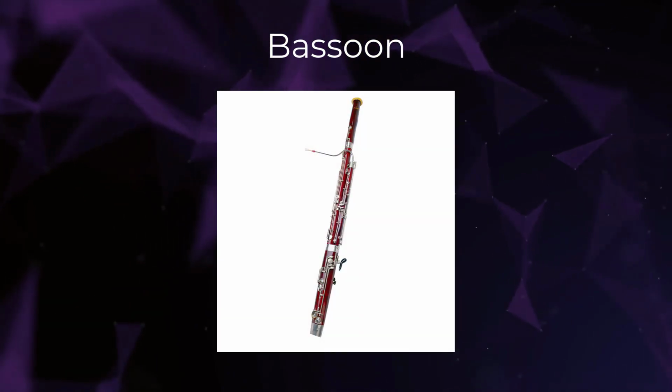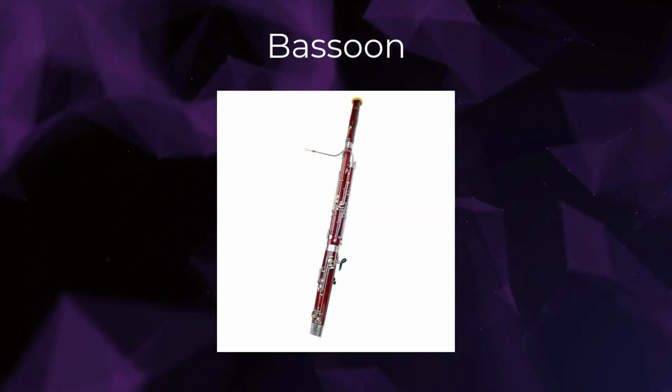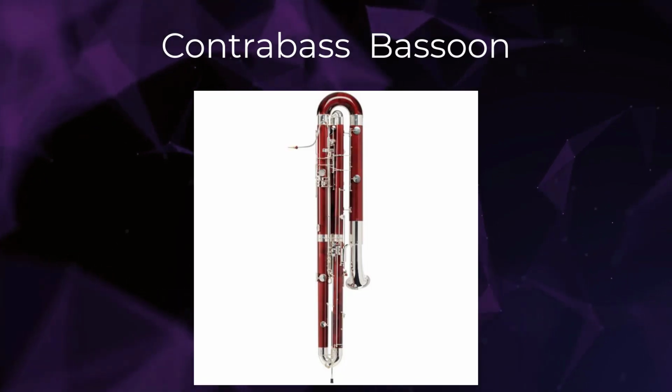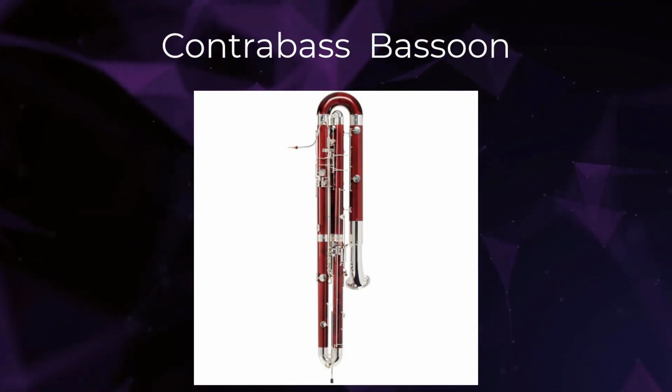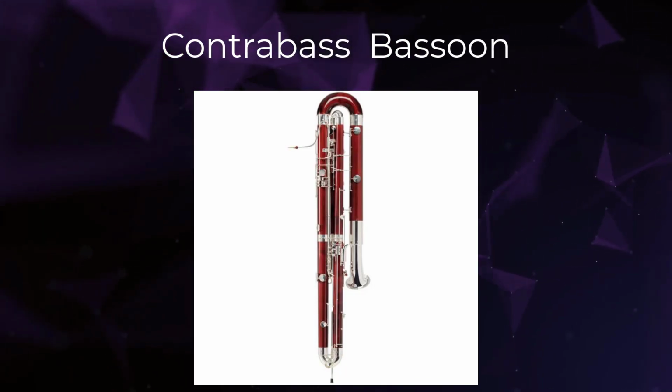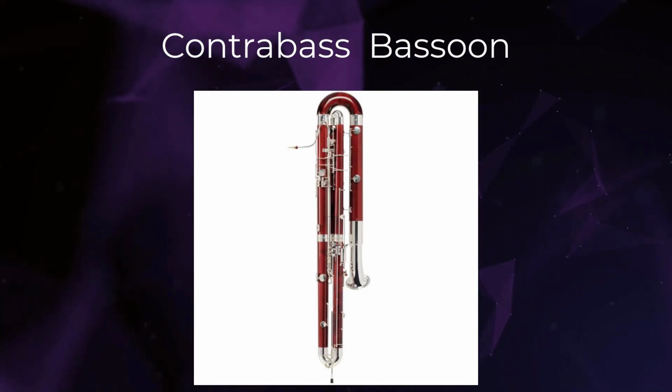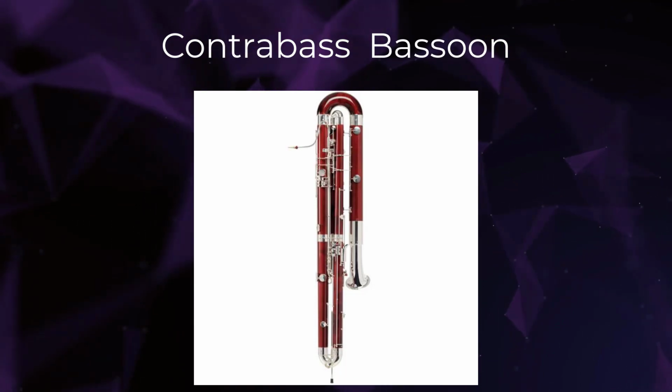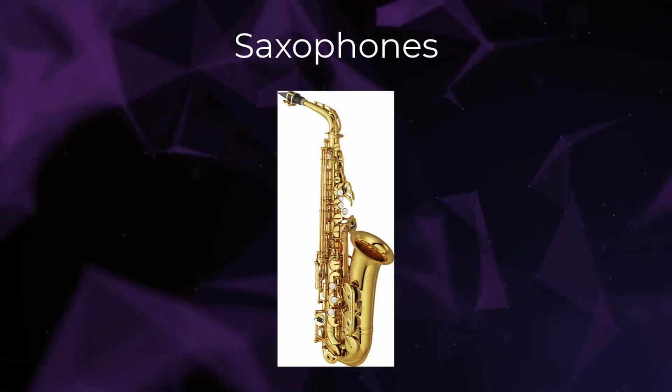The bassoon is a large double-reeded instrument that sounds lower than the clarinet. The contrabassoon is an even larger bassoon, requiring the instrument to actually bend on itself twice. The contrabassoon is found less commonly than the bassoon, similarly to the piccolo's relationship to the flute. The final group of instruments for woodwinds are saxophones.